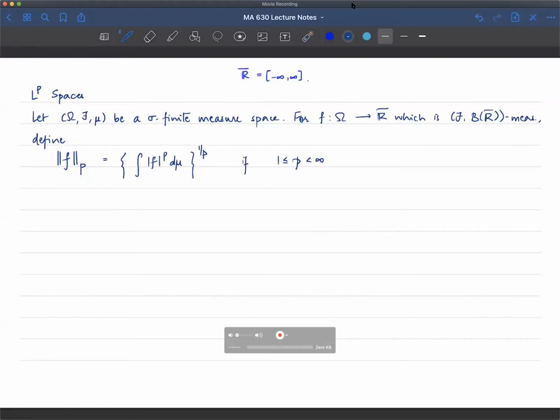And we'll also define this symbol, which looks like the infinity norm of f, but again, we don't yet know that this is a norm. We define this as follows. You ask yourself, is there a k greater than 0 with the property that the absolute value of f of omega is less than k almost everywhere? You ask yourself this question: is there a k greater than 0 with the property that the absolute value of f of omega is less than k almost everywhere?